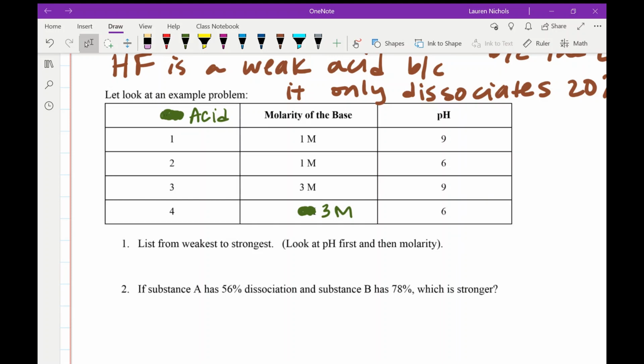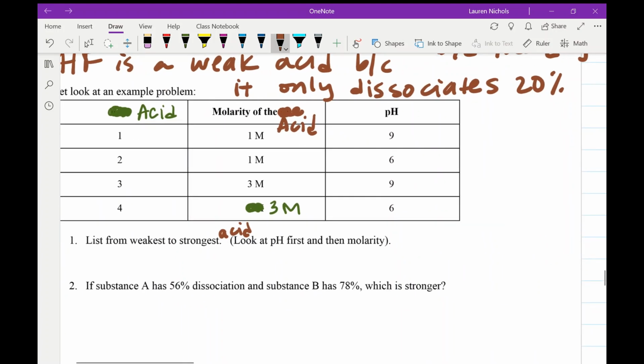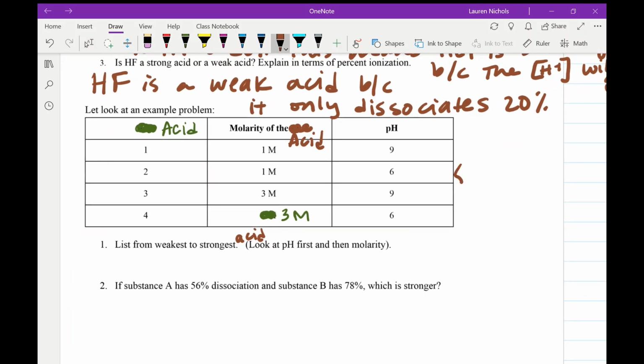So in this problem, I had a little bit of a typo here. And that should say acid. Okay, so list from weakest to strongest, and so we're going to be looking at acids there, and it said to look at pH first and then molarity. So one thing you want to remember is pH can tell us a couple of things. So if we're looking at pH, we know that the pH goes from 1 to 14 with 7 in the middle, and we have acids below 7 and bases above 7.